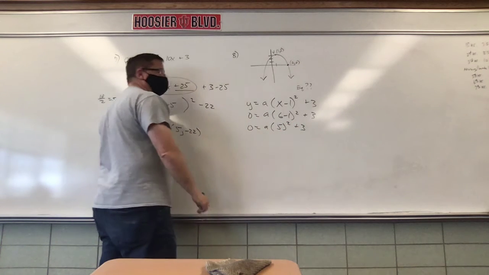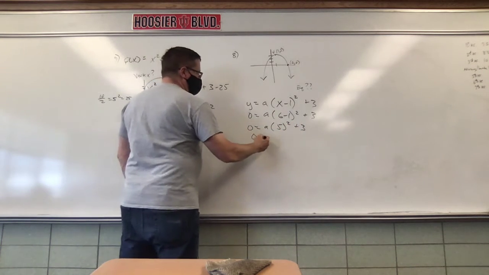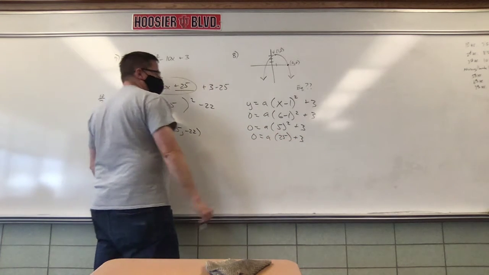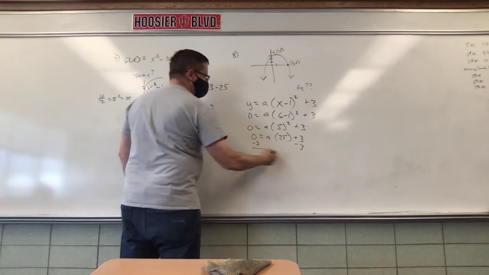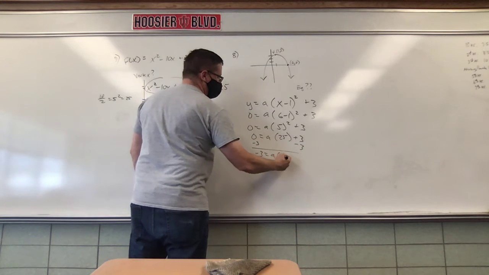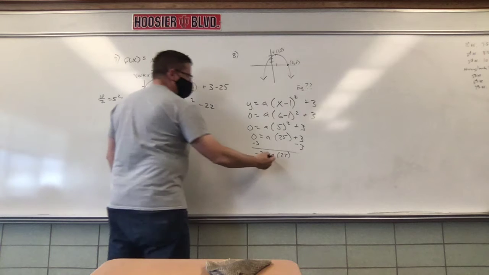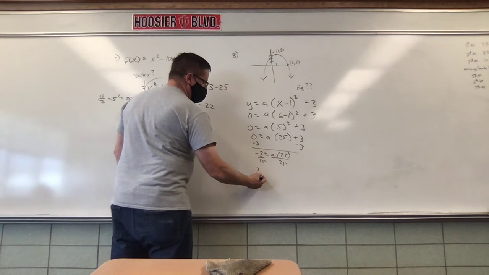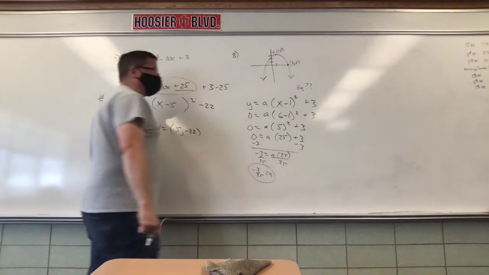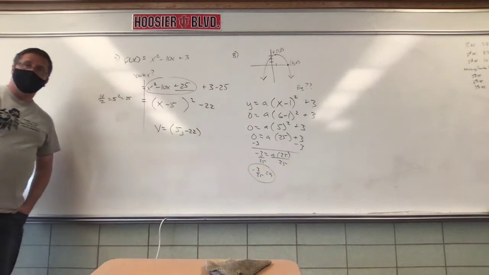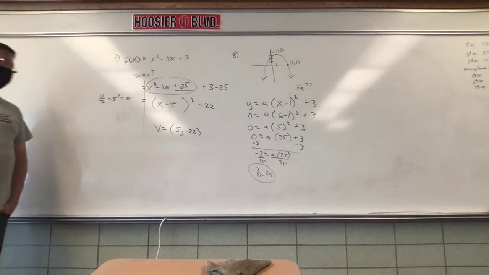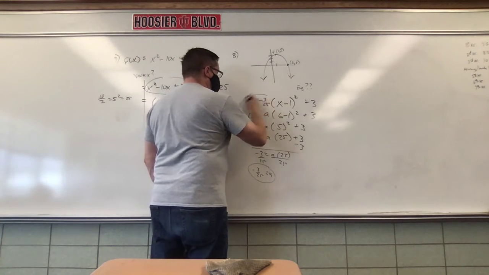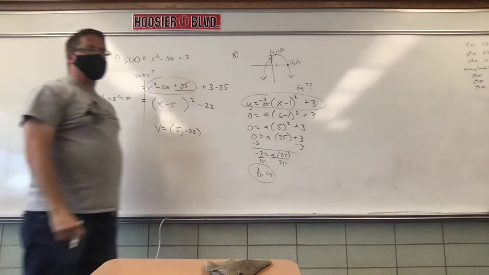I'm going to show all my steps. You don't necessarily have to. 0 equals a times 25 plus 3. Subtract 3 from each side. 0 minus 3 is negative 3 equals a times 25. Divide by 25. a is negative 3/25. We're almost done. We've done all the hard work. One last thing to do: plug it in. Does it make sense that it's negative 3/25? Yeah. It had to be negative, because the parabola's going down.